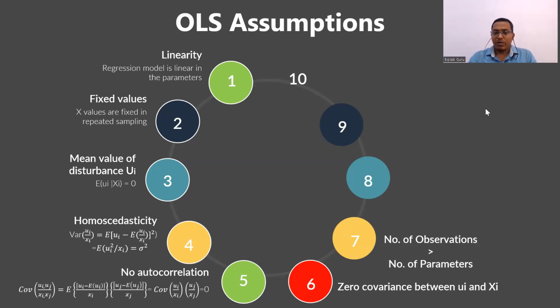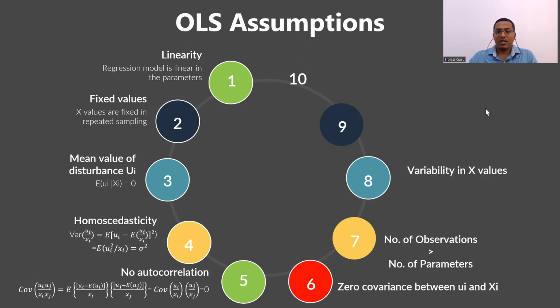The seventh assumption that we make is that the number of observations in our data must be greater than the number of parameters. So including the intercept and the partial slope coefficients, our number of parameters should be less than the number of observations.